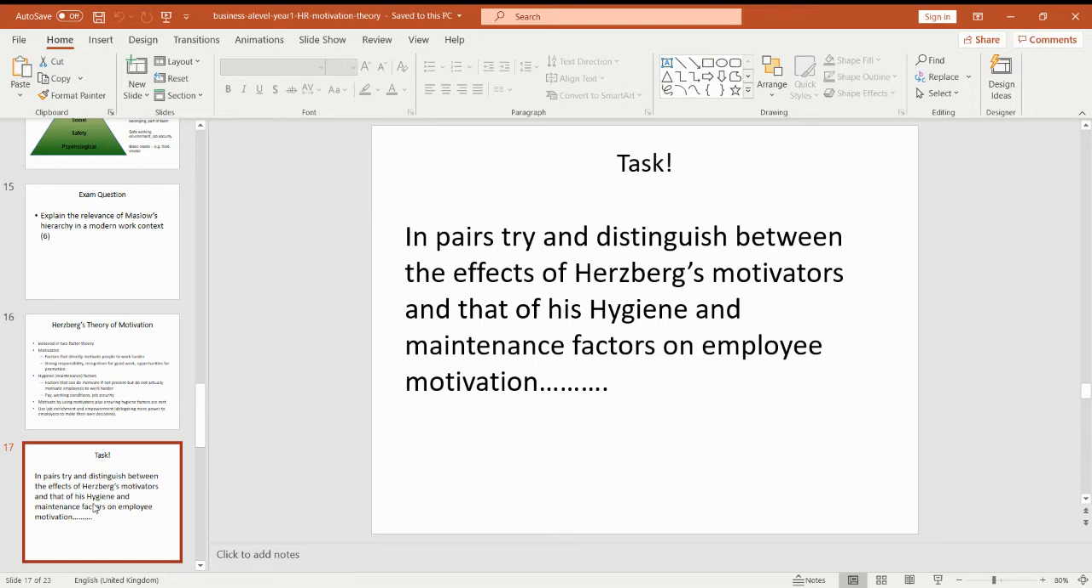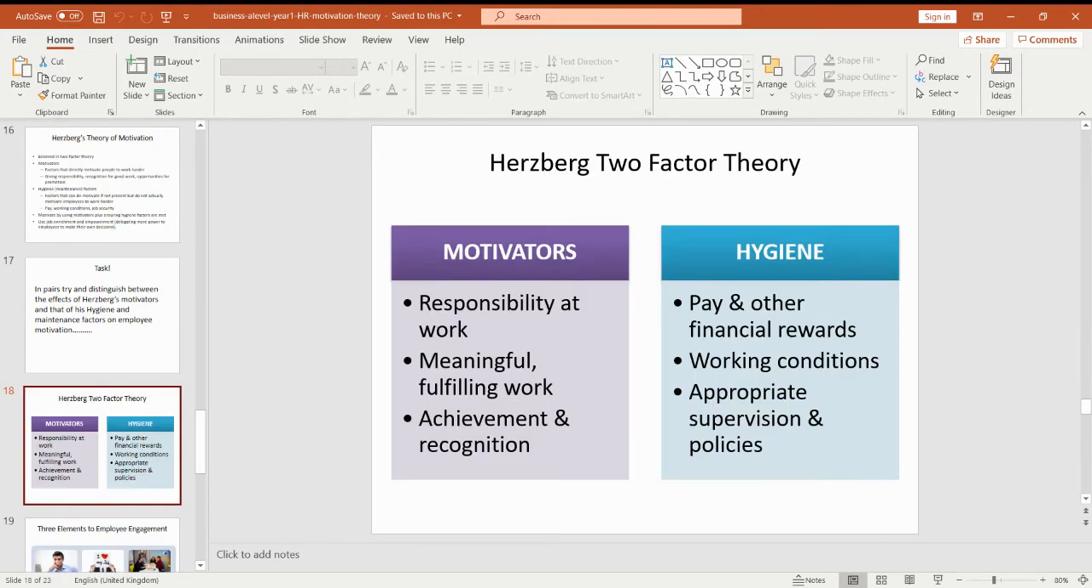Okay, hopefully you've come up with some good answers for that. Maybe you've decided that potentially for you the motivation factors are more important, or some of you may have decided the hygiene factors, or both of them could be important, as Herzberg has stated. Okay, so here is just to summarise Herzberg, key motivating factors and key hygiene factors.